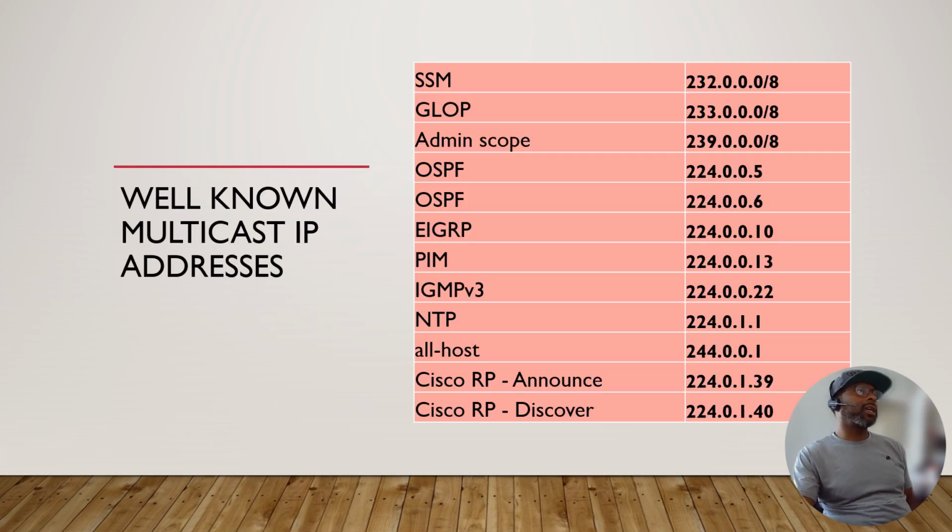Some well-known multicast IP addresses, if you just take a quick look, you have OSPF showing at 224.0.0.5 and also 224.0.0.6. You got EIGRP at 224.0.0.10. You got PIM, IGMP version 3, NTP, which is Network Time Protocol. So all these are well-known multicast IP addresses that you're going to use if you're trying to use one of these protocols in a multicast situation.